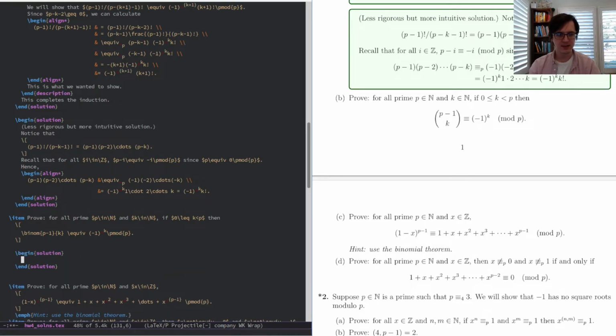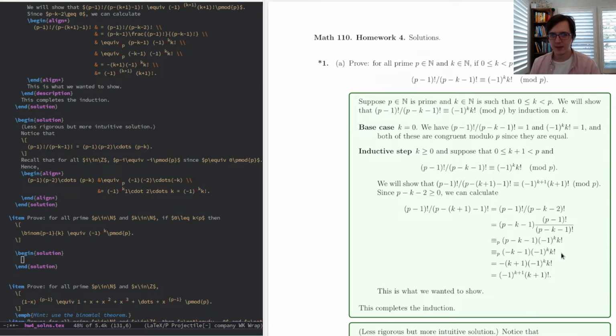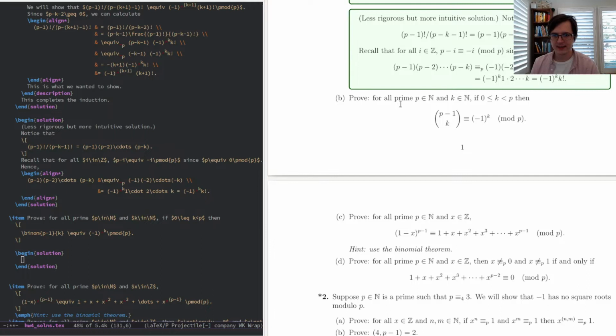Now the next problem. For prime p and x and z, this polynomial is congruent to that polynomial. Okay. So what do we have? We just showed, oh, wait, that's the next problem. Okay. For each prime p and k, this binomial coefficient, so long as we're not at the top one, top p, is congruent to minus 1. So, right.